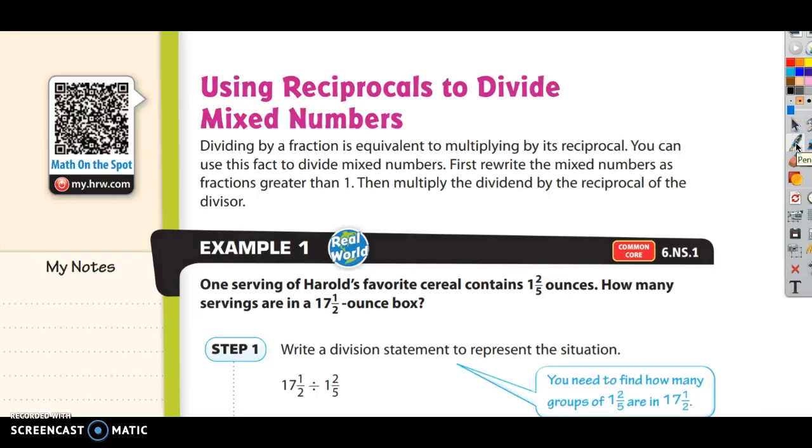Okay, this is page 92. And on page 92, we're going to teach you how to use reciprocals to divide mixed numbers. It's very similar to dividing fractions. It's just one extra step. I think you'll find it to be pretty easy.